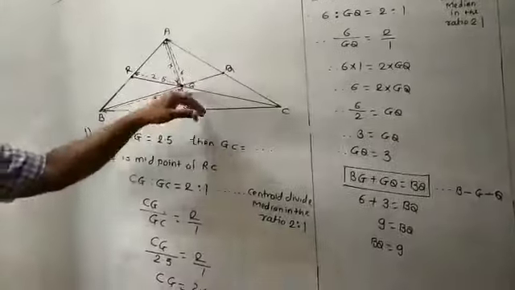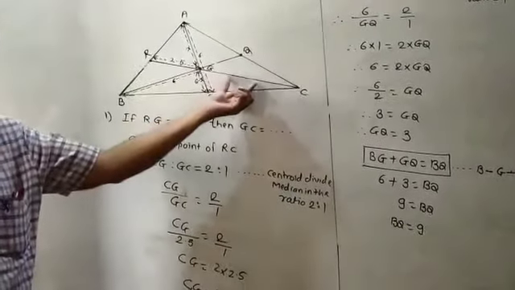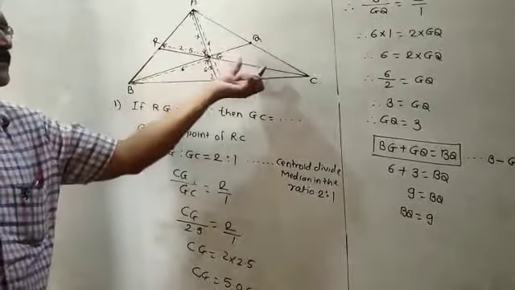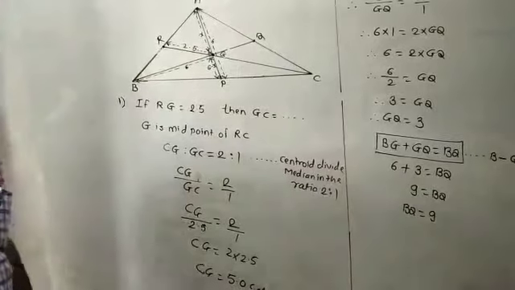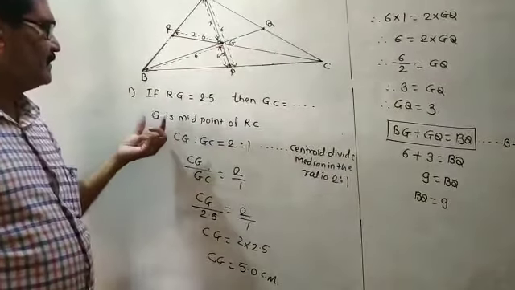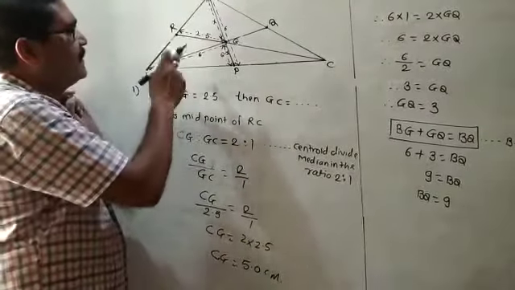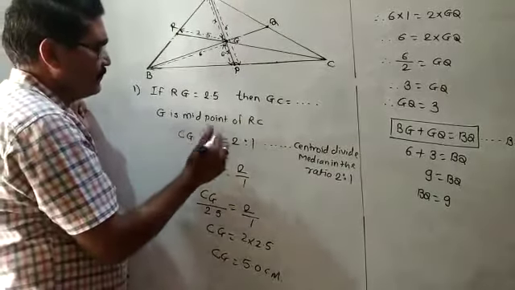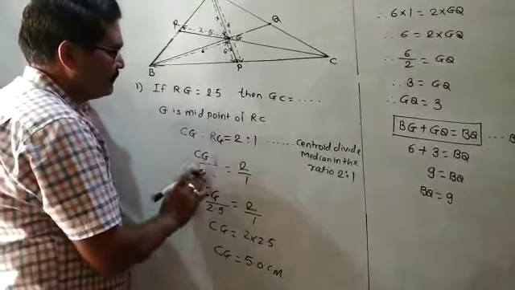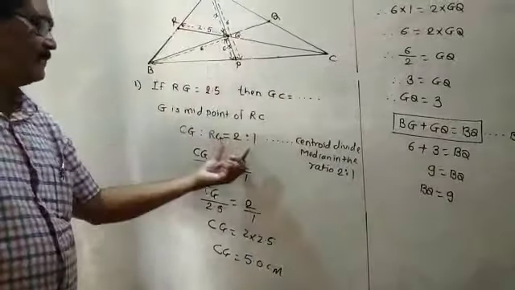You have to say that G is the midpoint of RC. Therefore G divides this median in the ratio 2:1. If this one is 2 centimeter, at that time this one is 1 centimeter. So I will write CG is to RG is equal to 2:1.